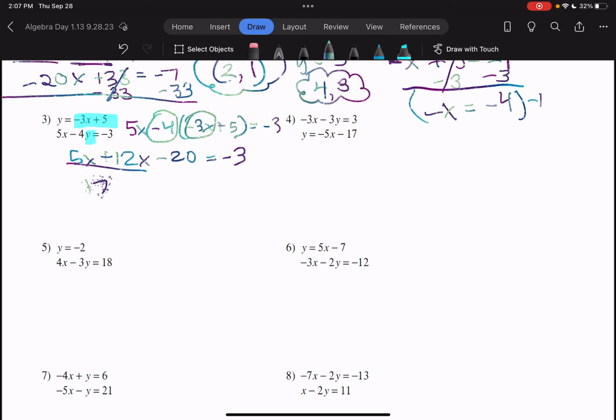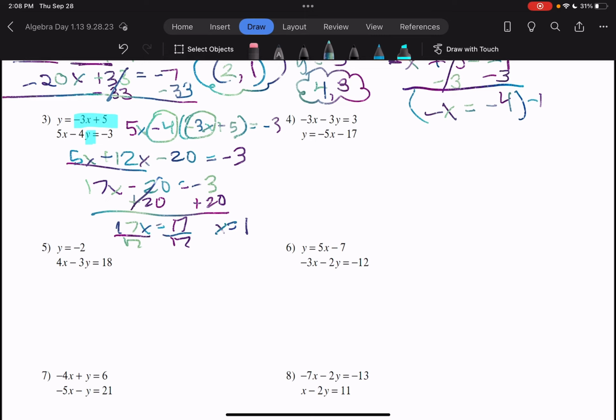Combining these, we get 17x minus 20 equals negative 3. I'm going to add 20 to both sides, and we'll get 17x equals 17. Divide both sides by 17. This means that x equals 1. I have the first answer now here, and so I'm going to go ahead and plug that in to get my other value.